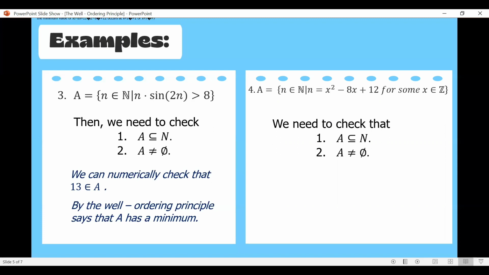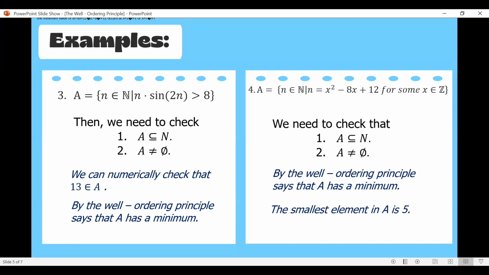For number 2, A is not an empty set. How will you know that the given set is not empty? You may solve n equals x squared minus 8x plus 12. And then by factoring, you will come up with values of, I think, 1 and 7. Because it's not empty, therefore, by the well-ordering principle, we can say that the given set, for example, has a minimum. And actually, if you simplify it, the smallest element there is 5.